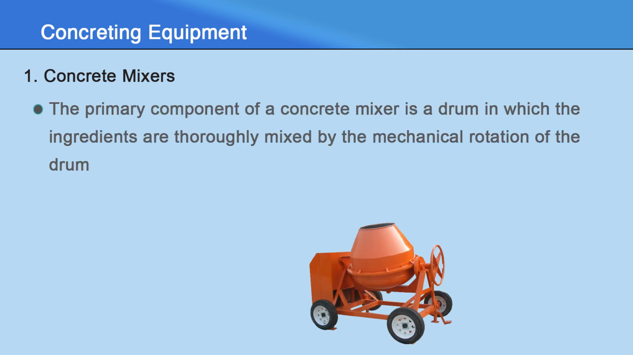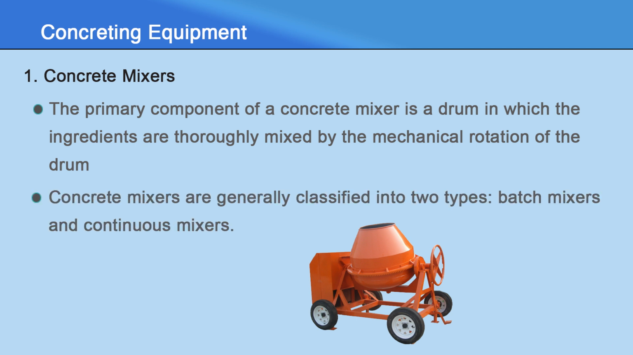The primary component of a concrete mixer is a drum in which the ingredients are thoroughly mixed by the mechanical rotation of the drum. The mixing process should continue until the materials are uniformly distributed and the mixture has a consistent color and texture. However, the mixing should not be done for less than 2 minutes.